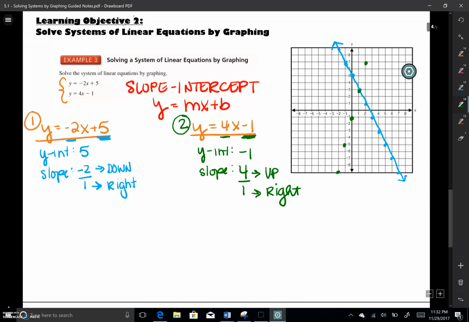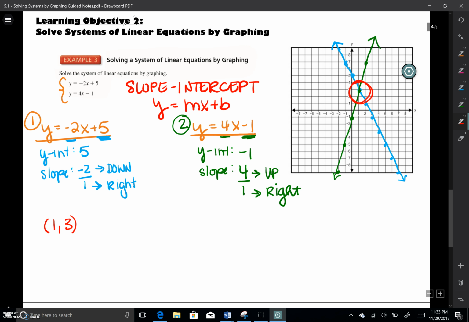Once I have all my points plotted, I can go ahead and connect everything. Don't forget those arrows at the end. Now, with a graph, the way I notice a solution is where the two lines intersect. And that's right there, circled in red. That point I can see is at 1, 3.